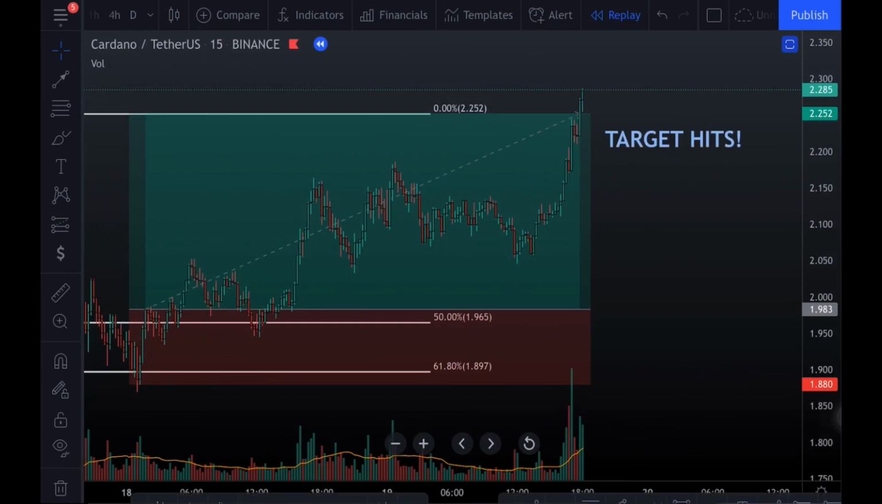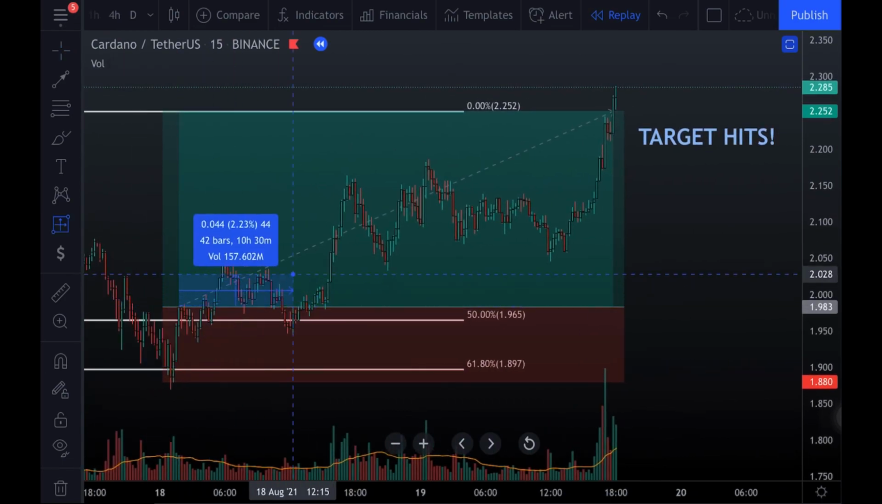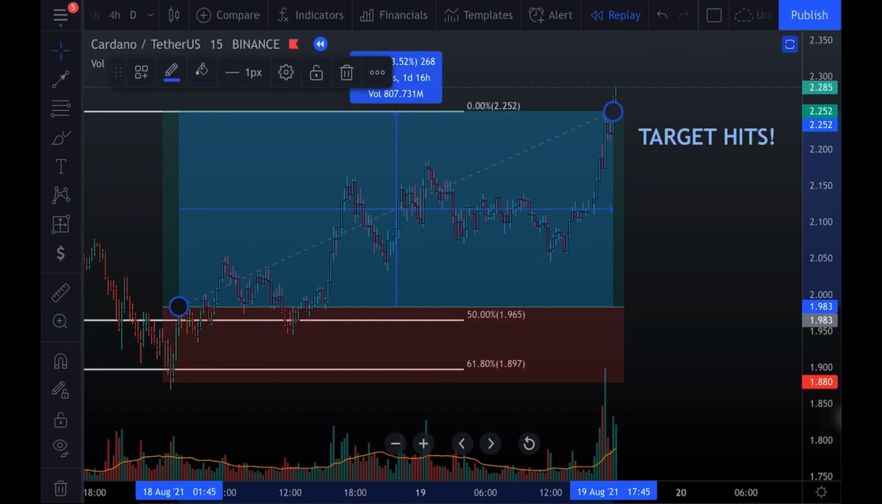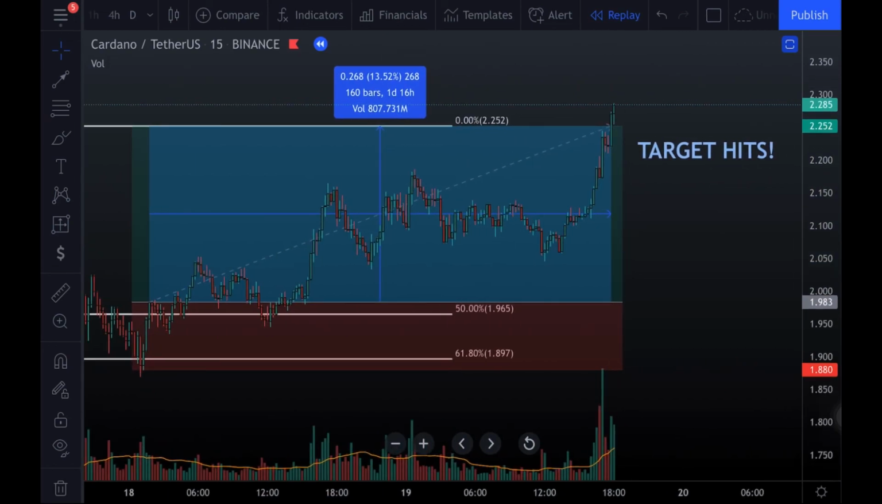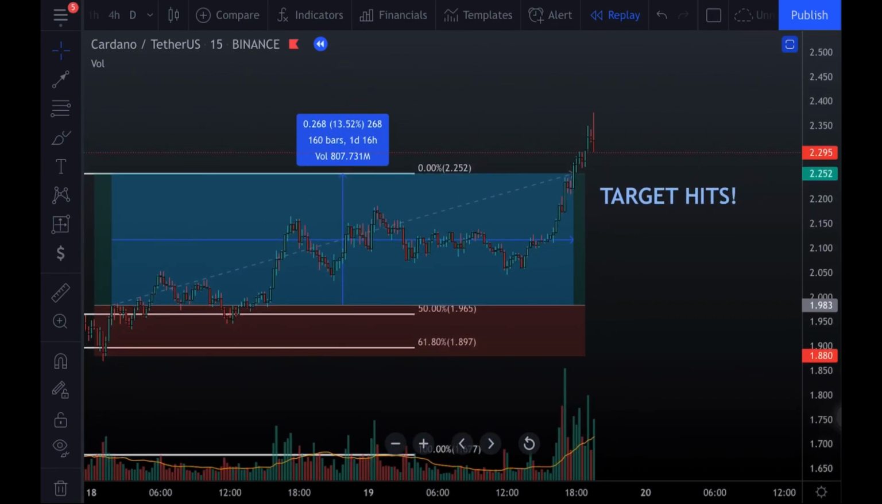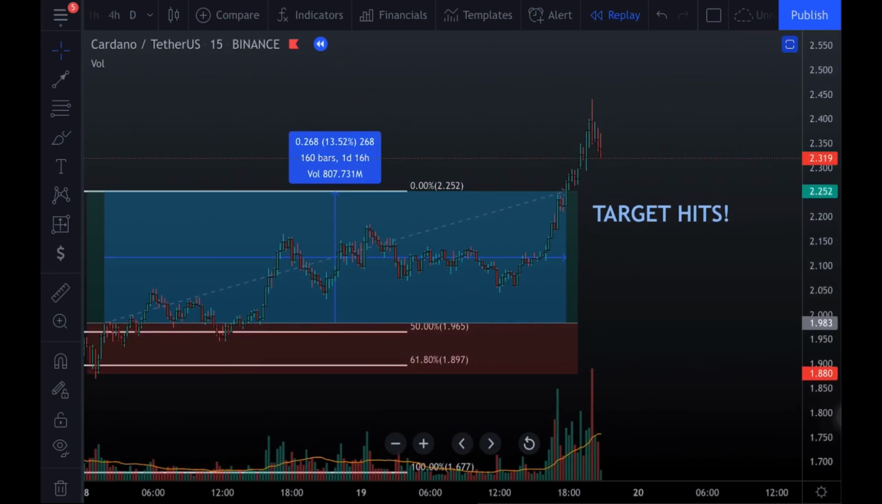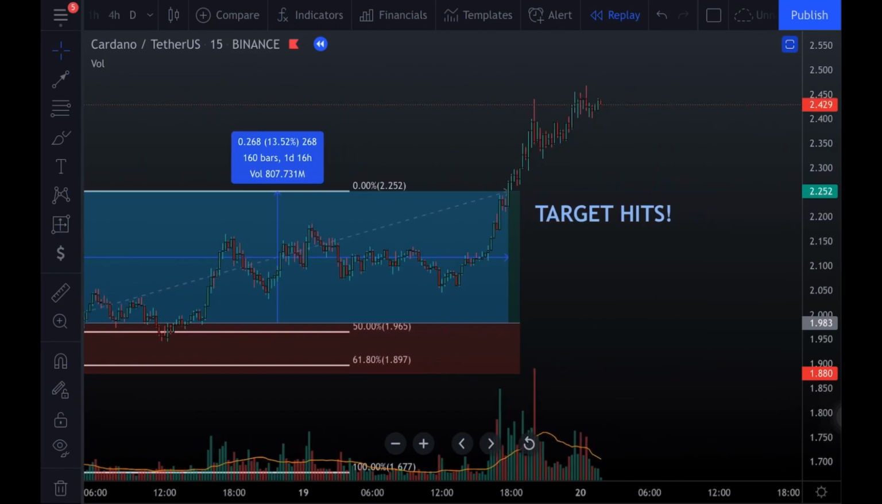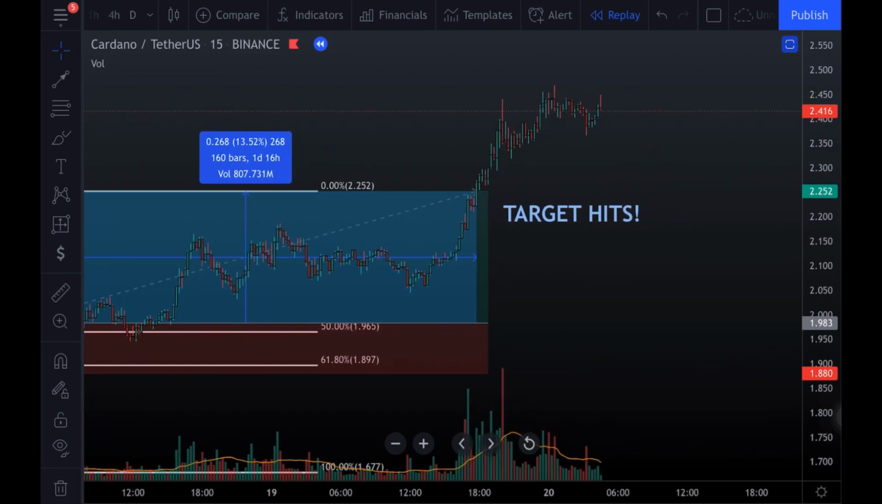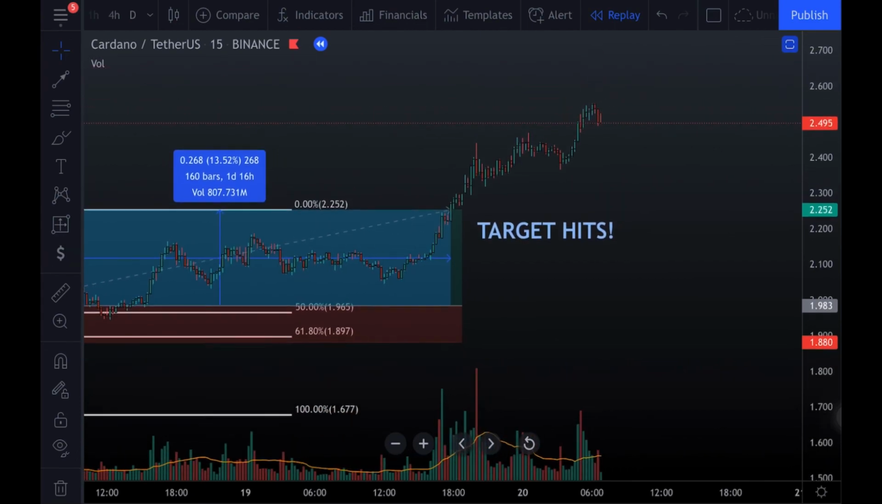And there you go. Target hits. Now this trade took 1 day and 16 hours with 13.52% gains, and the price keeps on increasing. Again, if you are impatient and want to see your gains immediately, you can always take profit whenever you are happy with your gains, okay?